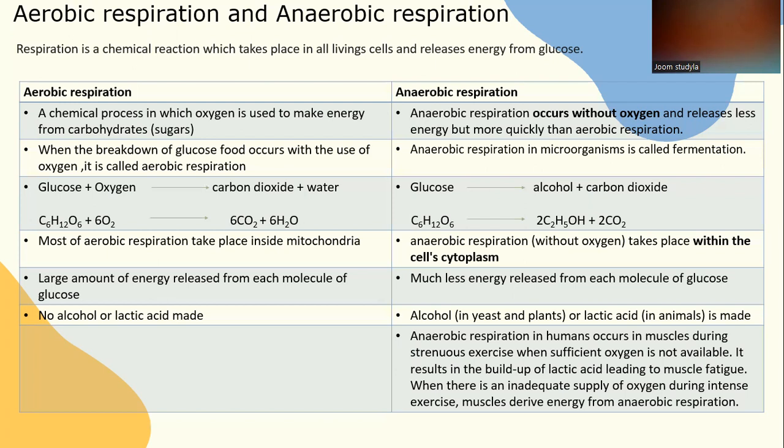Alcohol in yeast and plants, or lactic acid in animals, is made during anaerobic respiration. Anaerobic respiration in humans occurs in muscle during strenuous exercise when sufficient oxygen is not available. So it results in the buildup of lactic acid, leading to muscle fatigue. So when there is an inadequate supply of oxygen during intense exercise, muscles derive energy from anaerobic respiration.